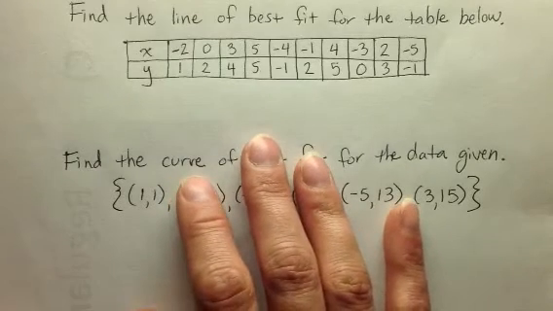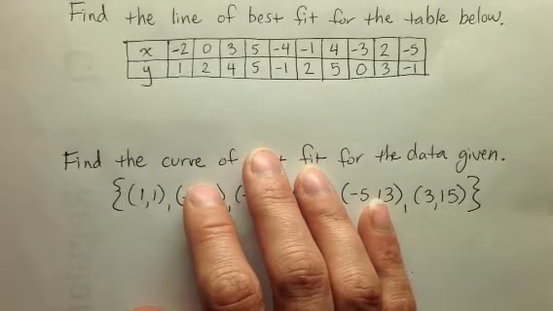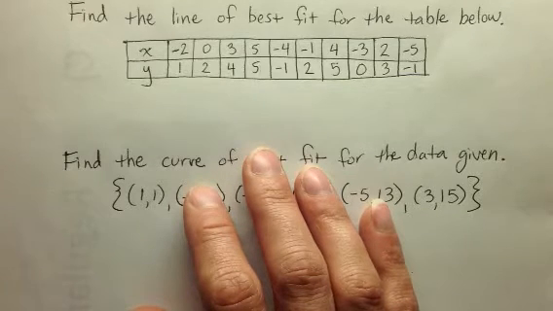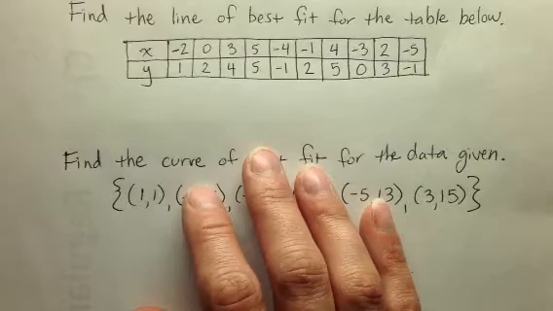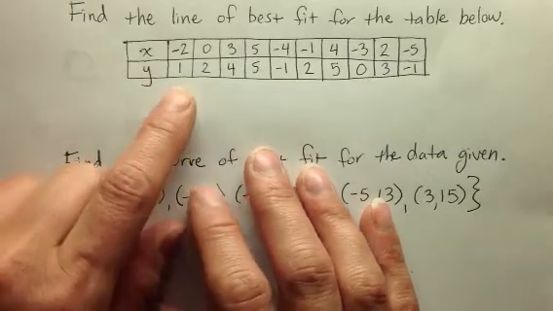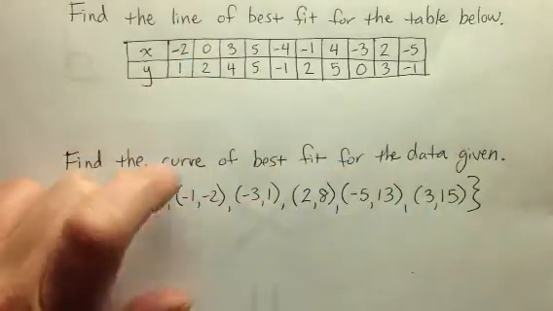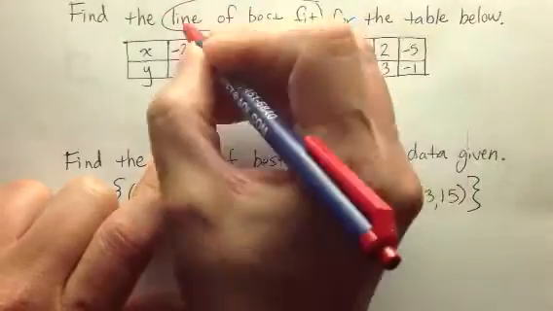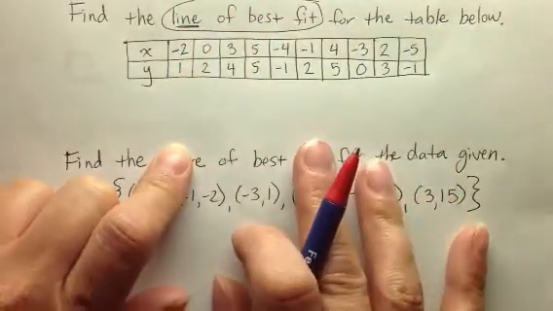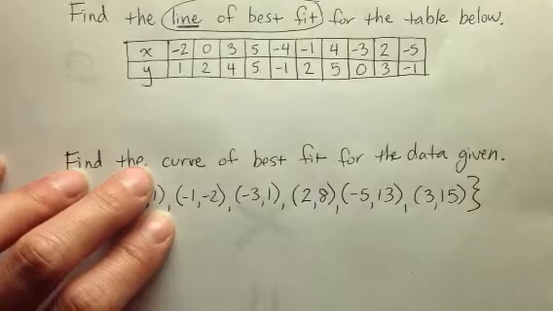So I'm really just going to show you right now how to do this with a calculator. We're going to look at how we would write an equation and how maybe we would use that equation to predict something for the future. So this one again says find a line of best fit. Line. So I know that this is going to be linear. So I'm going to go ahead and enter this.